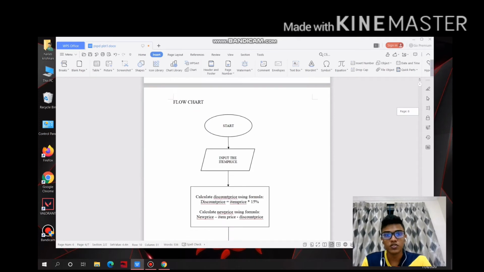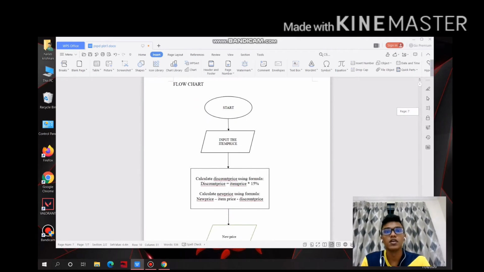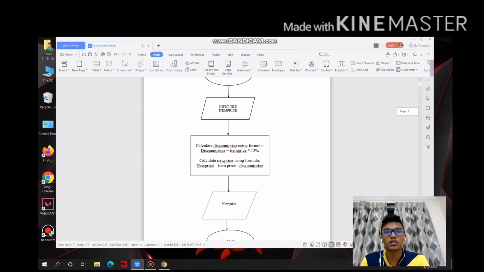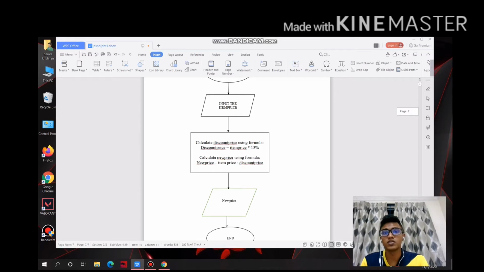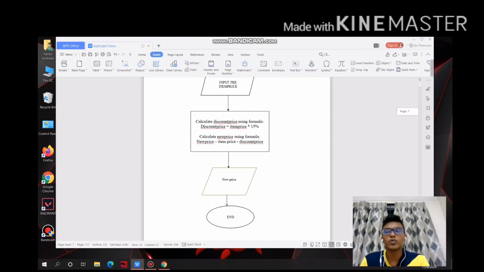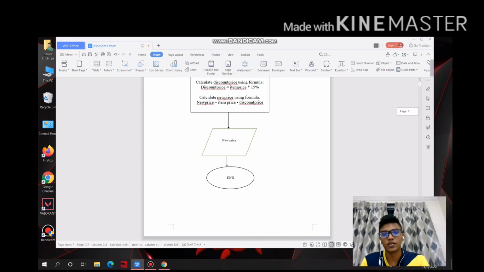And then for the flowchart, as you can see here, at the input box we input the item price, and then for the process box we calculate the discount price using formula. We need to calculate the new price using formula, and then for the output we will show the new price to the customer and end the program.